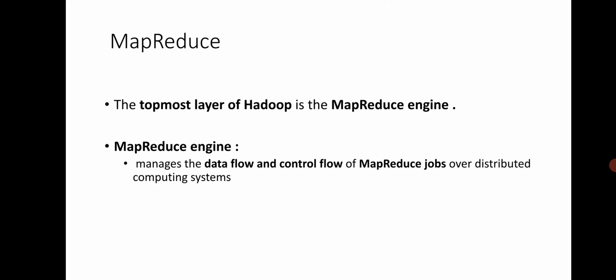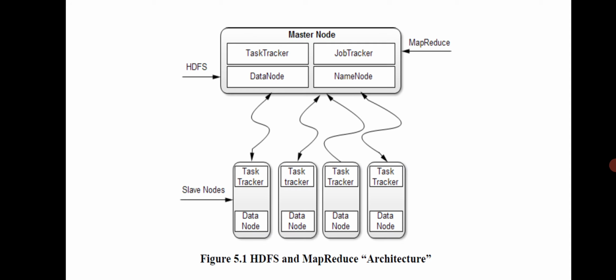Then the next thing is MapReduce. The topmost layer of Hadoop is the MapReduce engine. The MapReduce engine manages the data flow and control flow of MapReduce jobs over the distributed computing system. So see the Hadoop file system and MapReduce architecture. At the top, there is a master node and there are data nodes. The data node is a slave and the master node is the namespace node, the name node.